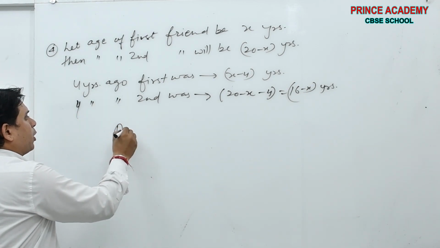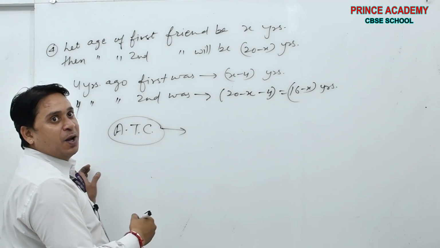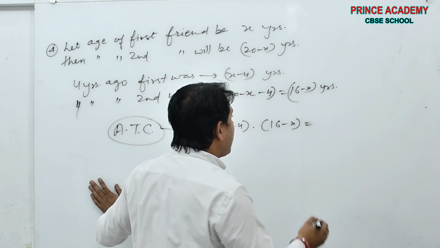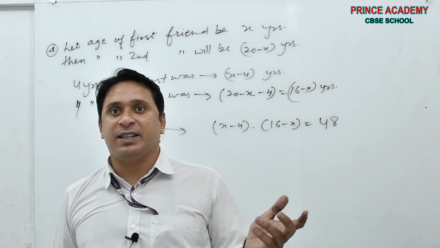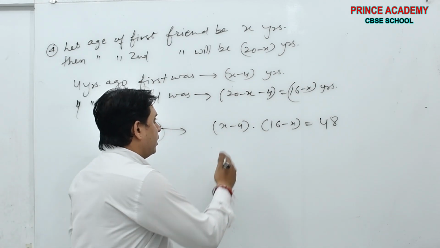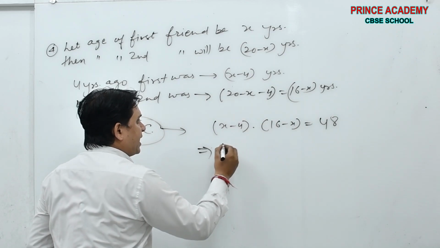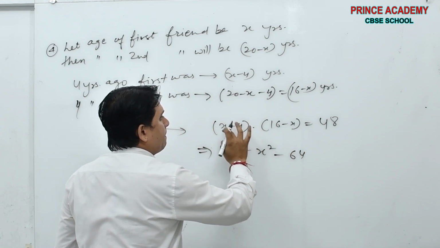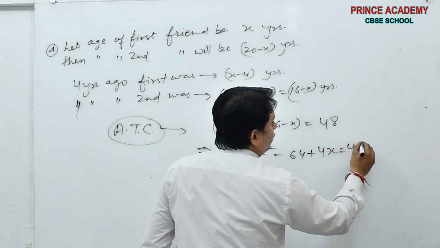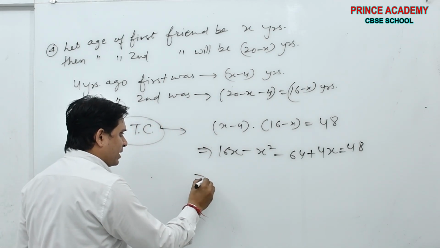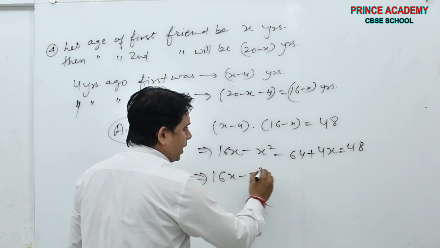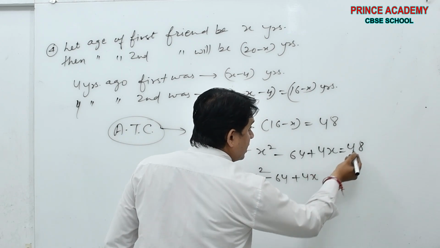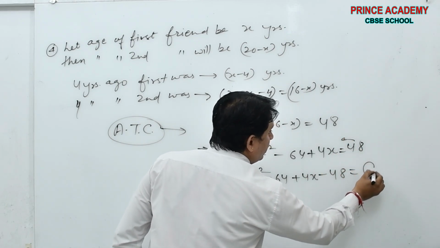And what is the condition? According to the given condition, the product of this into this is 48. This is given. Now multiply: 16x minus x square minus 64 plus 4x is equal to 48. Done beta. Now what is this? 16x minus x square, this is minus 64, this is 4x. Shift this towards left, minus 48 is equal to 0.